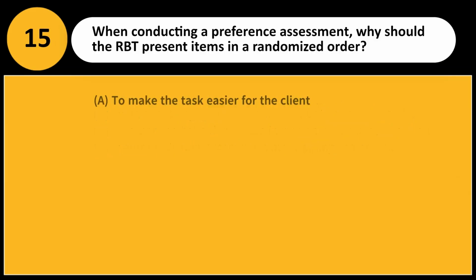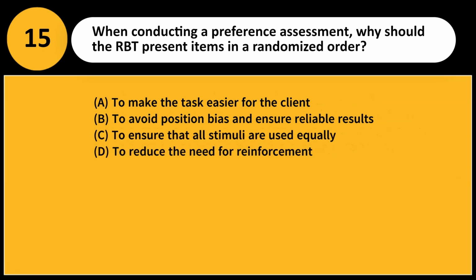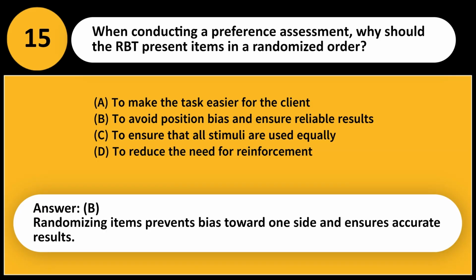When conducting a preference assessment, why should the RBT present items in a randomized order? A. To make the task easier for the client. B. To avoid position bias and ensure reliable results. C. To ensure that all stimuli are used equally. D. To reduce the need for reinforcement. Answer: B. Randomizing items prevents bias toward one side and ensures accurate results.